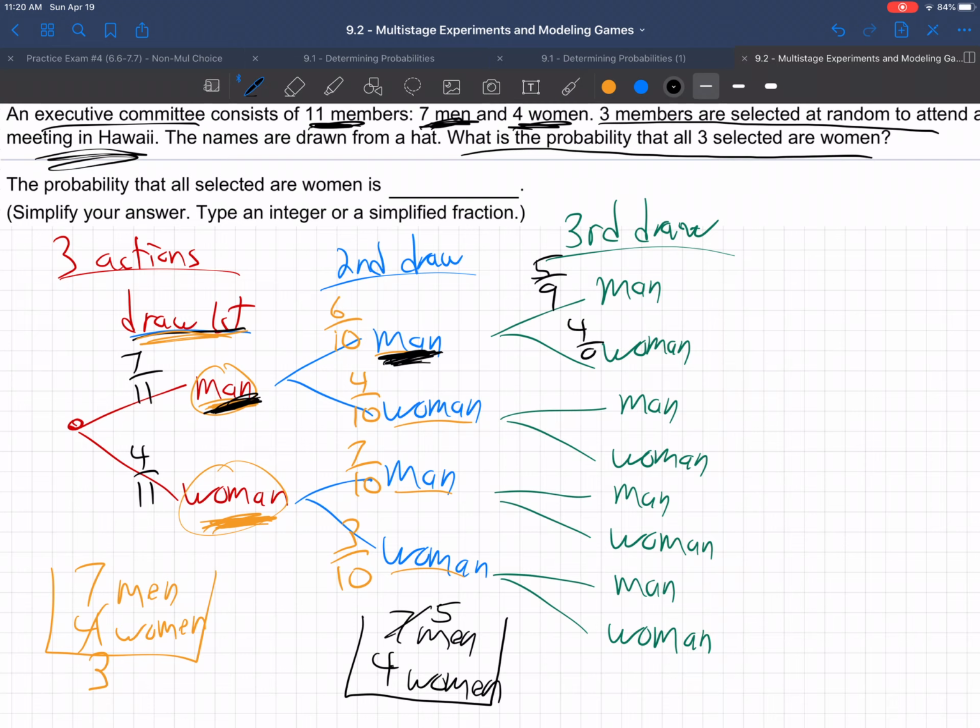And 4 out of 9 is the chance you're going to get a woman on the third draw after having got a man on the first one and a man on the second draw. That would leave 5 men and 4 women names in the hat. Now let's do the next option.